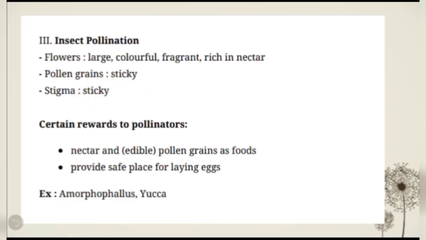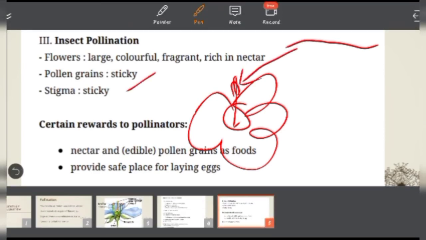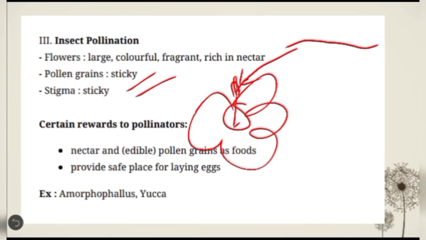Now suppose this is a flower, and these are the pollen grains of the flower, and the insect comes and takes the nectar. If the pollen grains are sticky, then they get stuck onto the body of the insect, and when it goes to some other flower, to the stigma of that flower, it gets stuck there. So in order for this to happen, the pollen grains must be sticky, and the stigma also needs to be sticky in this case. Okay, students?